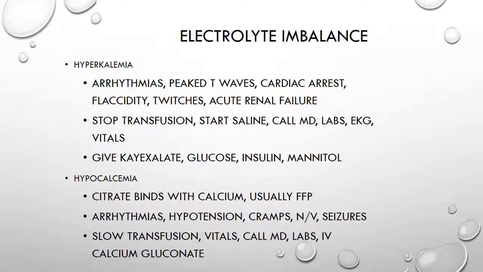Arrhythmias can happen, hypotension, patient can get cramps, nausea, vomiting, and seizures. So you're going to see those signs and symptoms that you normally see with hypocalcemia. Oftentimes with this, we're going to slow the transfusion down a little bit, check vitals, call the doctor, get labs, and give IV calcium gluconate. So basically, we're taking the calcium away from them with the FFP. If we also give them IV calcium gluconate, then we can give that calcium back to them.